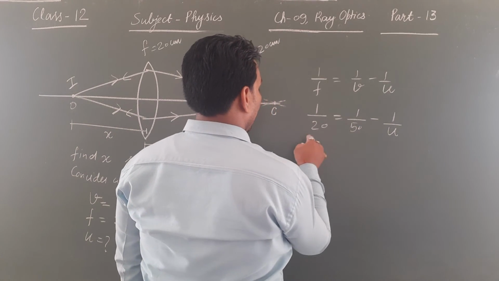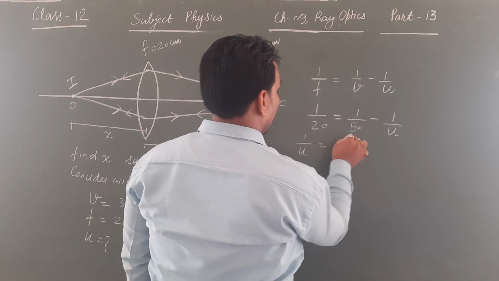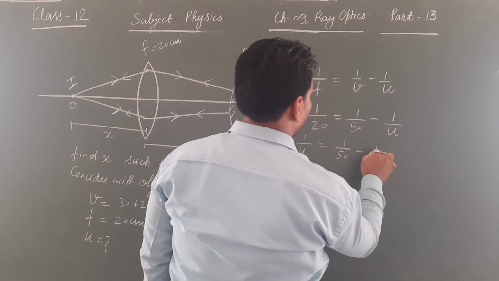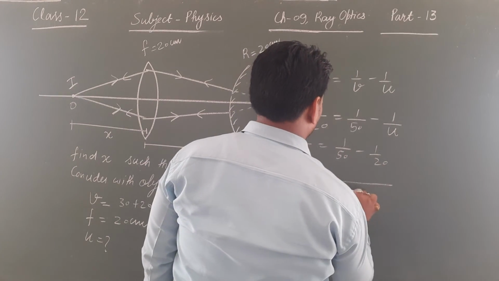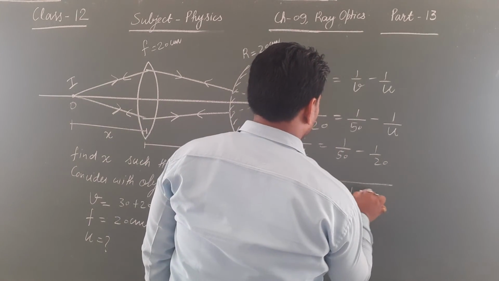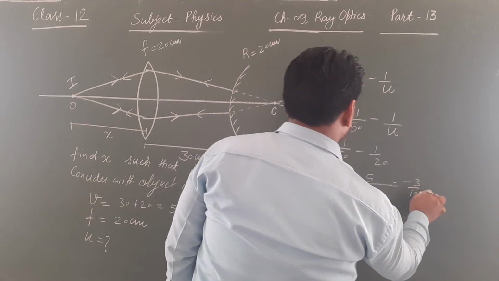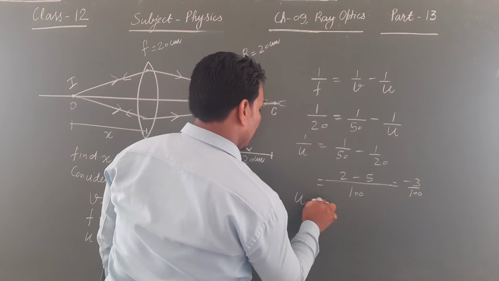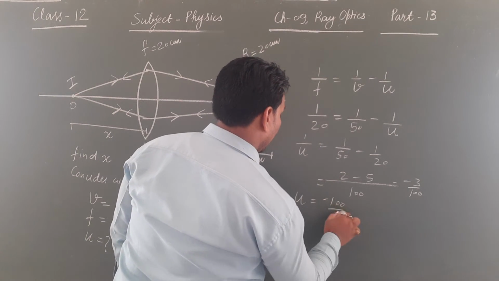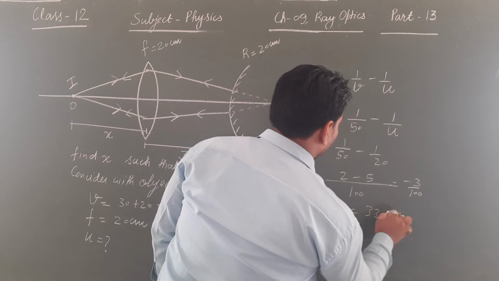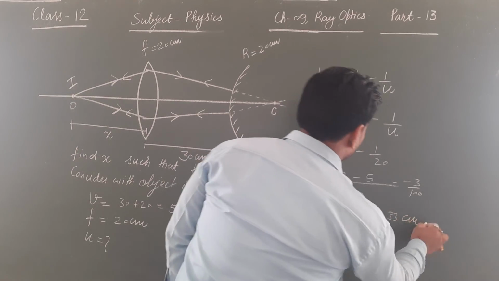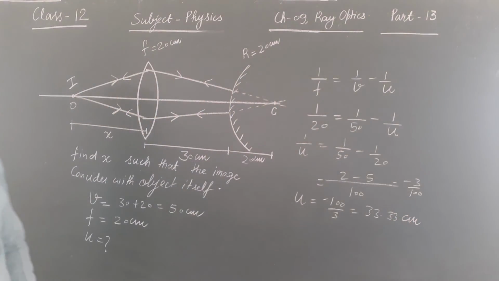So 1 upon u is equal to 1 upon 50 minus 1 upon 20. For 50 and 20, LCM will be 100. So it will be (2 minus 5) by 100, that is minus 3 by 100. So u is going to be minus 100 by 3, or 33.33 centimeter. This is the answer for this question.